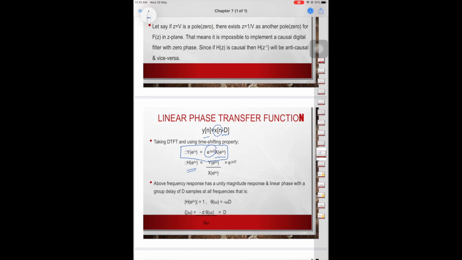The above frequency response has a unity magnitude response and linear phase with a group delay of d samples at all frequencies. That is, we have modulus of H(e^jω) equal to 1, and θ(ω) equal to minus ωd. So τ(ω) equal to minus dθ(ω)/dω equal to the delay.